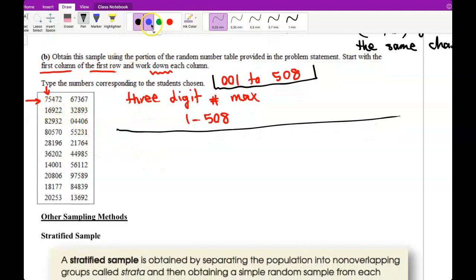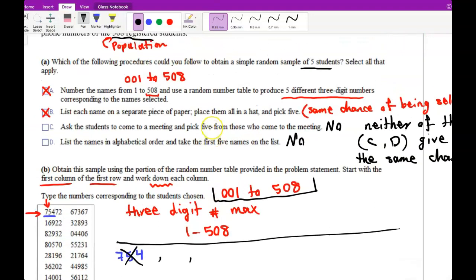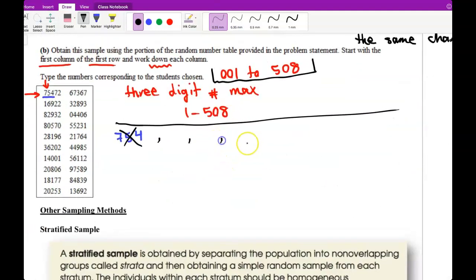Okay, now choosing what numbers we have, starting from the first row, first column. Now we have 3 digits. 754 is the first one. But this one is greater than 508. So this is not acceptable. And let's see how many we should have. We should have 5. Then next one is 169. So this is between 1 and 508. We can accept that.